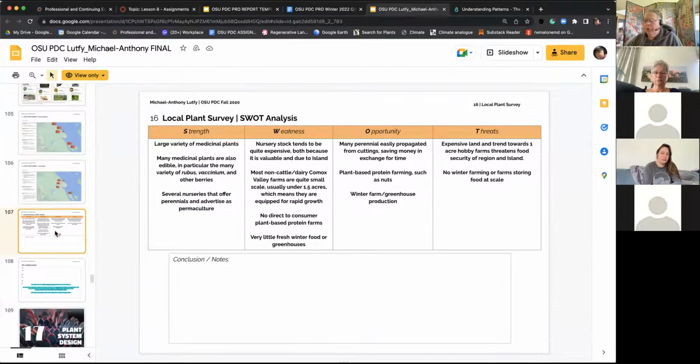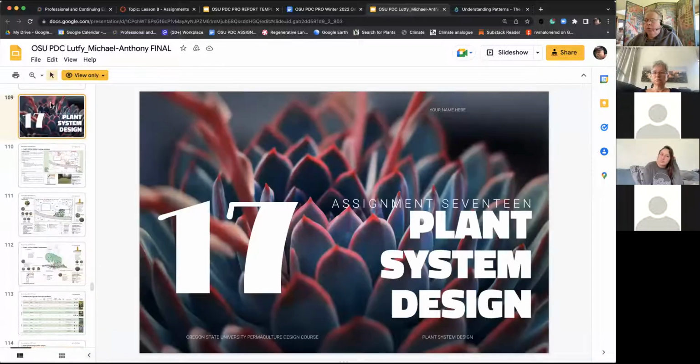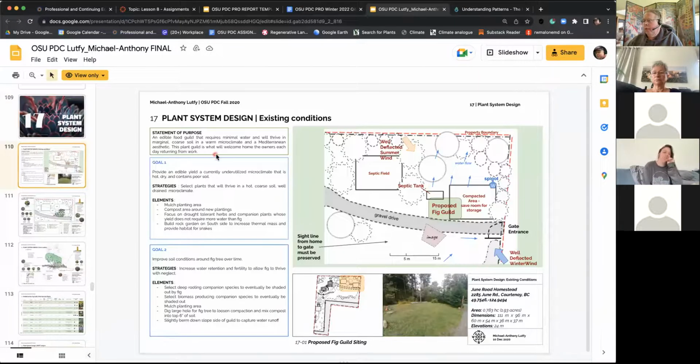We'll take a look at a couple examples. So the student here has their statement of purpose and their goal. Those are really good things to consider, and the strategies and how that's going to happen with the elements. And then you can see over here that this student has their base plan in its entirety and then a portion thereof.